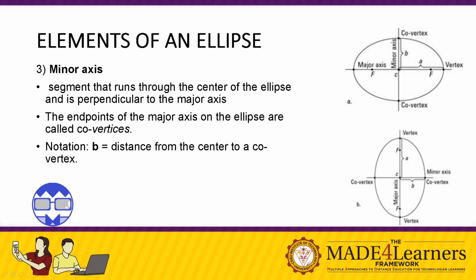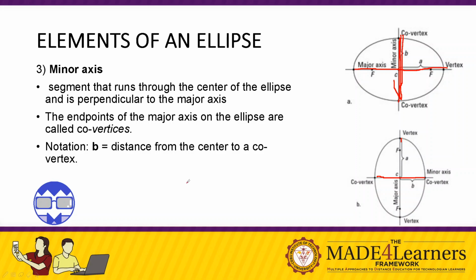Then we have the minor axis. Of course, if we have a major axis, there is a minor axis. The minor axis is the segment that runs through the center of the ellipse and is perpendicular to the major axis. So it's the element that runs through the center, similar to the major axis, but it's perpendicular. If this is the major axis, then the minor axis is this one here. If your major axis is horizontal, your minor axis is vertical. If your major axis is vertical, your minor axis is horizontal.